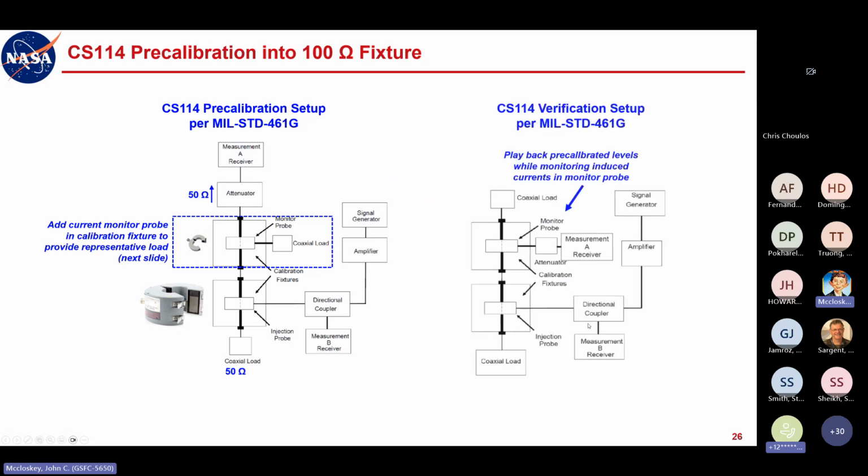And then they do a verification step when they play back those pre-calibrated levels while using the monitor probe to tell you what current you're actually seeing. So that's going into a measurement receiver. And so you verify that when you pre-calibrate, you play back those pre-calibrated power levels, that you're getting the current that you expect to get. Okay.